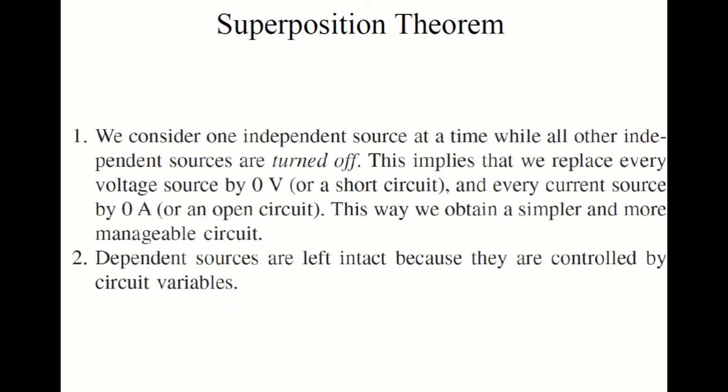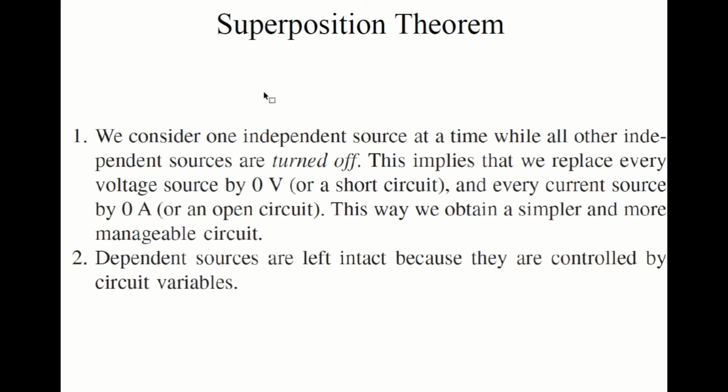So in other words, we consider one independent source at a time while all other independent sources are turned off. If a circuit has multiple sources, current or voltage, you switch on one at a time and the others will be turned off. This implies that we replace every voltage source by 0 volts, or a short circuit, and every current source by 0 ampere, or an open circuit.